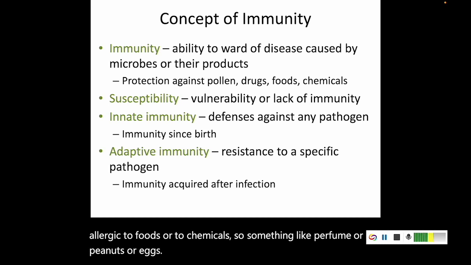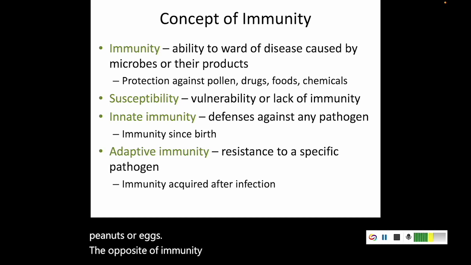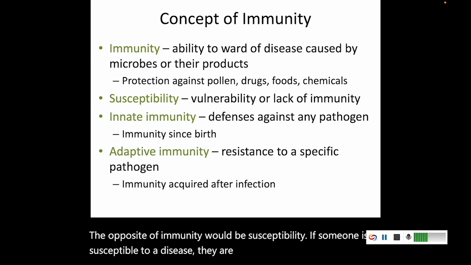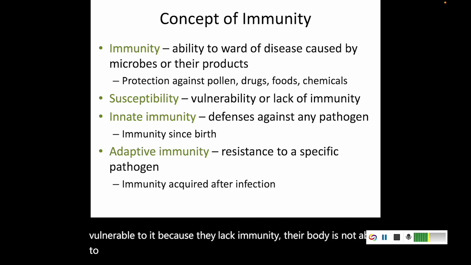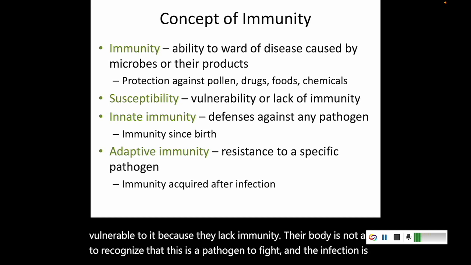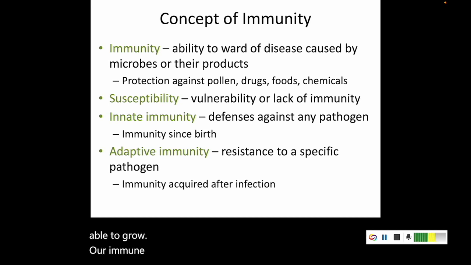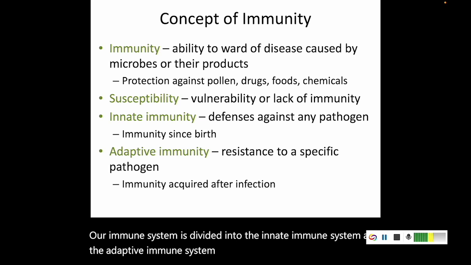The opposite of immunity would be susceptibility. If someone is susceptible to a disease, they are vulnerable to it. And they are vulnerable to it because they lack immunity. Their body is not able to recognize that this is a pathogen to fight, and the infection is able to grow. Our immune system is divided into the innate immune system and the adaptive immune system, which I just discussed.